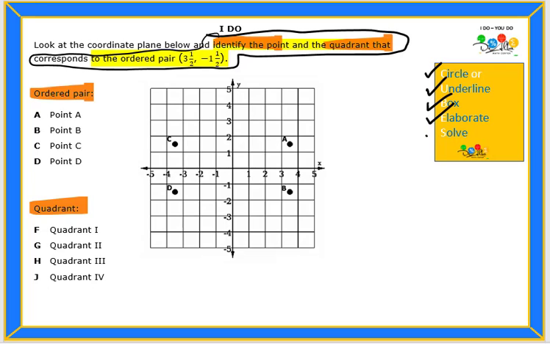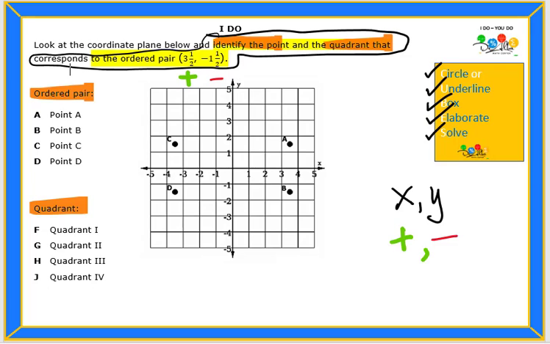Our final step is to solve. If you look at the ordered pair, you have positive and then you have a negative value. So when we look at the X and Y ordered pairs, we are looking for a positive value on the X and a negative value on the Y. So we can look at our quadrants.